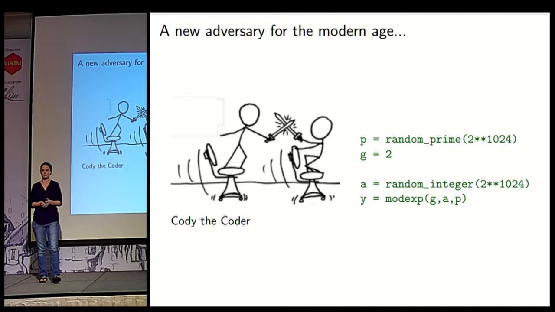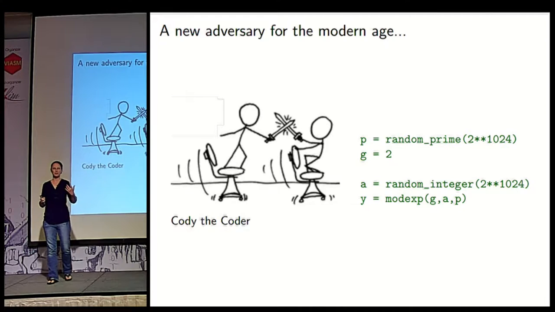Okay, so I talked about Alice and Bob and Eve. But I think there's another very important adversary who's not typically talked about in crypto proofs, which is the person who is implementing your cryptography. You have to think of this person as an adversary, because their goals are not necessarily aligned with yours. And so I'm gonna call this person Cody the Coder, who is implementing your crypto.